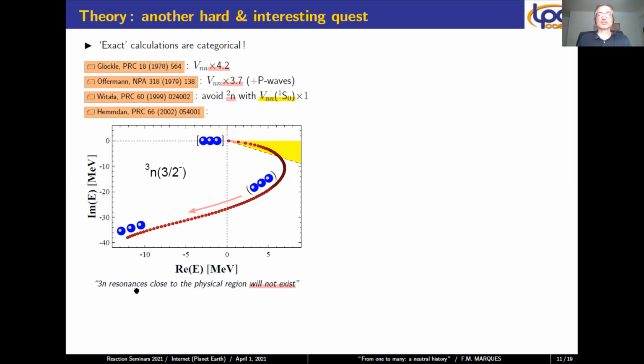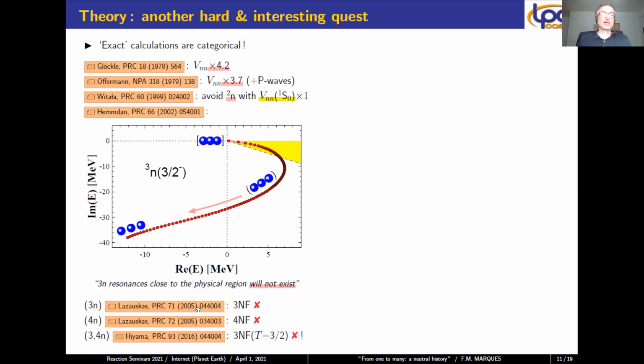So they don't say should not or may not, they say will not exist. They were categorical. In the years 2000, after the GANIL result, Lazauskas and Carbonell did the same thing, exact calculations for 3 and also for 4 neutrons, and they reached the same conclusions. So all the resonances ended up very, very far from the physical region.